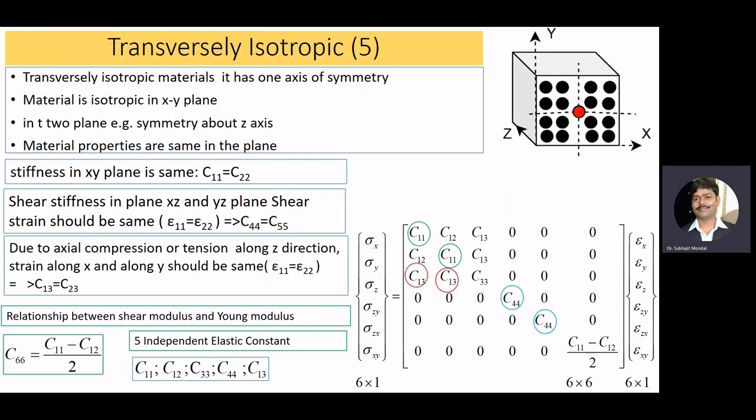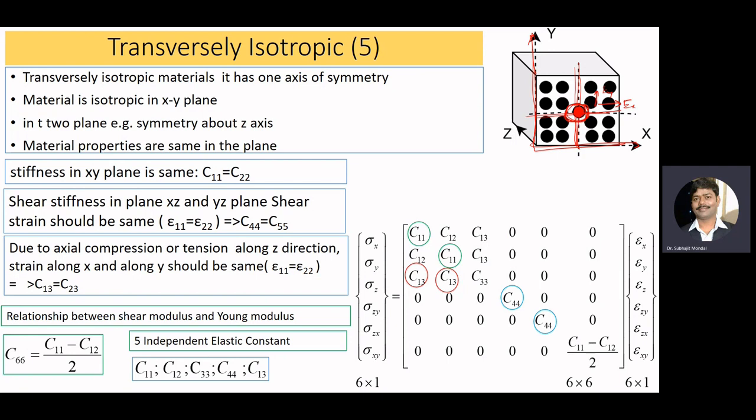Now, consider a transversely isotropic material, which is a material that is isotropic in one particular plane. Here we are considering the xy plane isotropic in nature. That means if we consider any point here, our material properties Ex and Ey should be the same. This type of material has one axis of symmetry, so here the Z axis is the axis of symmetry.